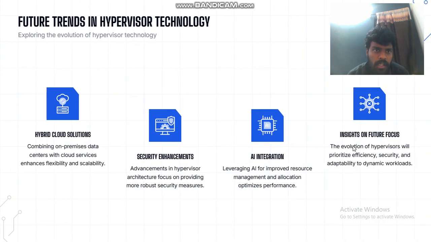Future trends in hypervisor technology, that is hybrid cloud solutions combining on-premises data centers with cloud services, enhances flexibility and scalability. Security enhancement: advancements in hypervisor architecture focus on providing more robust security measures. AI integration, that is artificial intelligence, leveraging AI for improved resource management and allocation, to optimize the performance. Insights on the future focus: evolution of hypervisors will prioritize efficiency, security and adaptability to dynamic workloads.